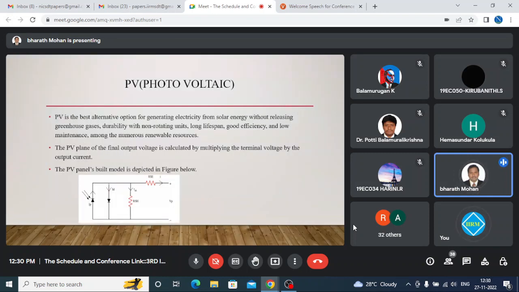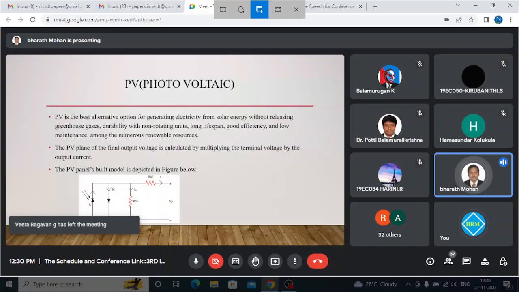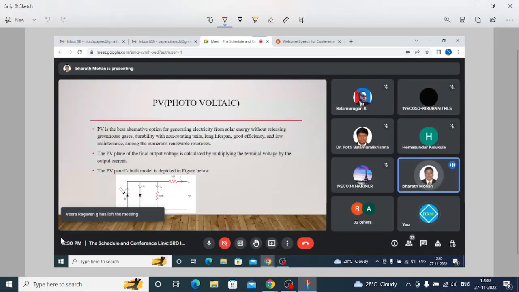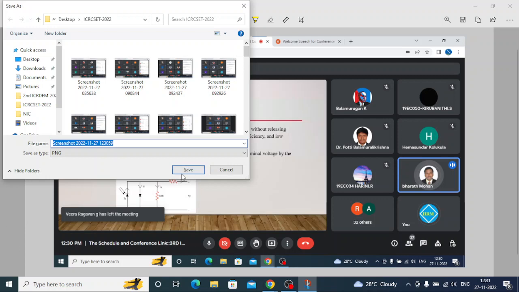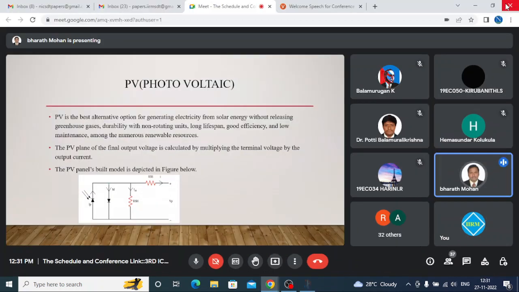Let us start with the photovoltaic. Nowadays we are more dependent on renewable energy sources. Photovoltaics is the generation of electricity from solar energy without emitting any greenhouse gases, and it is durable. That is why we are focusing on photovoltaics. This is the simple solar panel building model which depicts the photovoltaic.